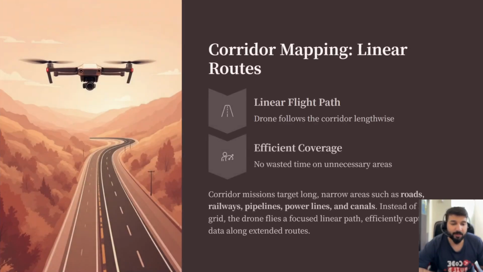Another important type is the corridor mapping mission. Corridor mapping missions are designed for long and narrow areas such as roads, railways, pipelines, power lines, and canals. Instead of flying across a wide grid, the drone follows a linear flight path along the corridor. This allows surveyors to efficiently capture data along extended routes without wasting time surveying unnecessary areas.